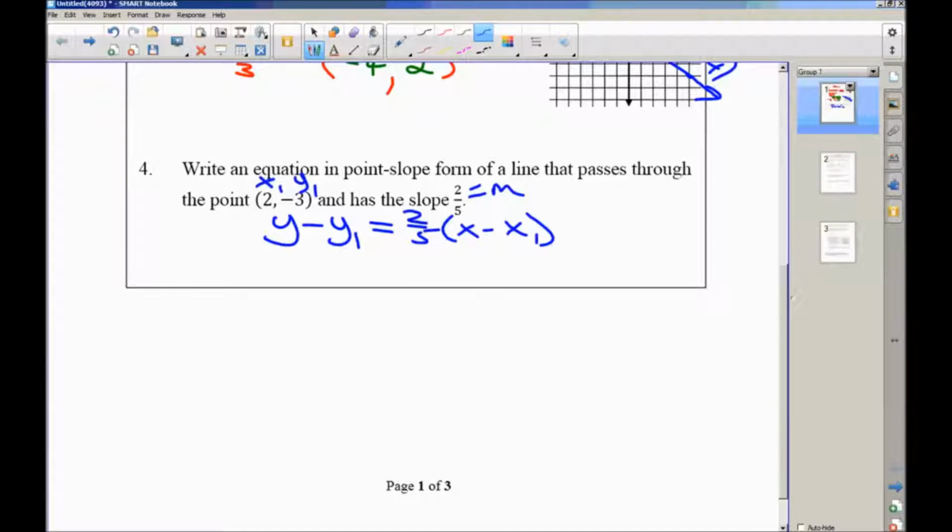So I'm going to replace the parts in here that we need to. So y minus the y coordinate, which is negative 3. So minus negative 3 will turn into positive 3. And then we put the slope in, which was 2/5. That was supposed to be an m here. So we replace m with 2/5. And then we do parentheses, x minus x1, and x1 is a 2.